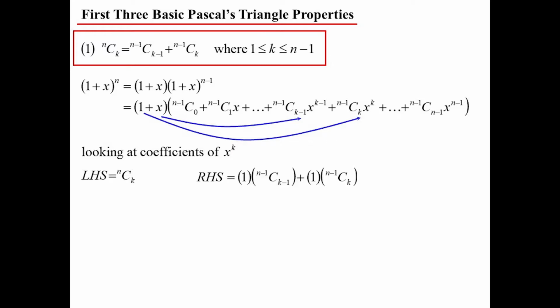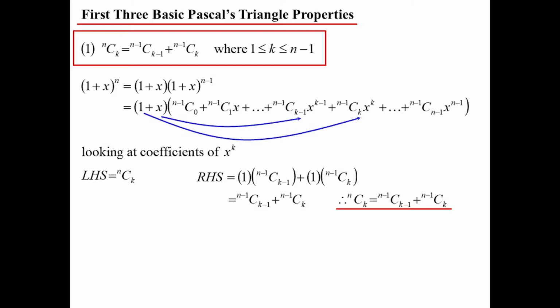Now on the right-hand side, I'd say, well, the 1 I would have to multiply by the x to the power of k term. The x I would have to multiply by the x to the k minus 1 term. And so on the right-hand side, the coefficient would be 1 lot of n minus 1 C k minus 1 plus 1 lot of n minus 1 C k. And so there's our proof. They're both coefficients of x to the power of k, but found two different ways. So therefore, that relationship must be true.